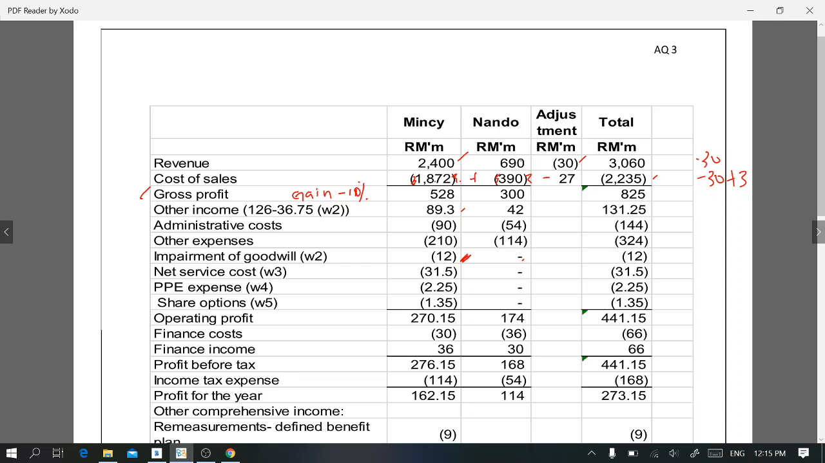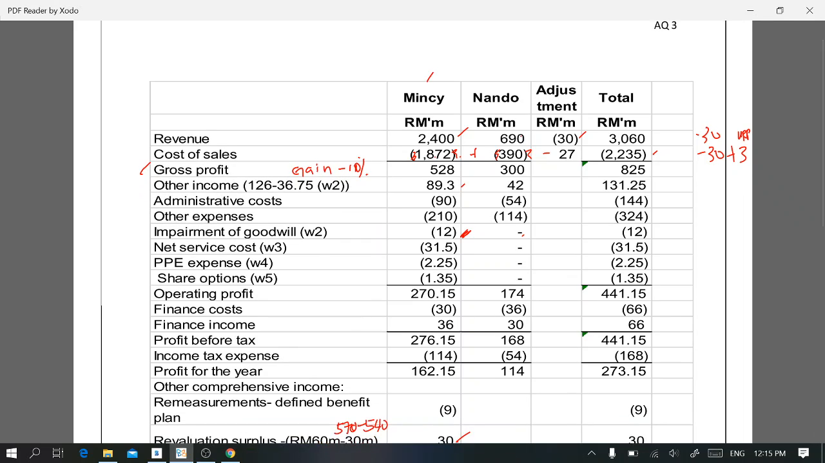Okay, so this one is easy. You minus sales, minus purchase, plus URP to the cost. This is URP. Parent sells to subsidiary, so adjust in the parent's P&L for this 3.